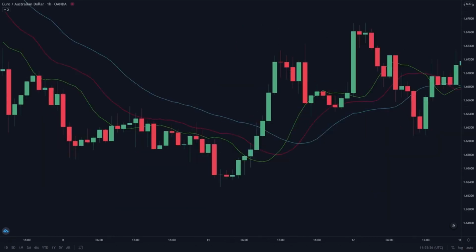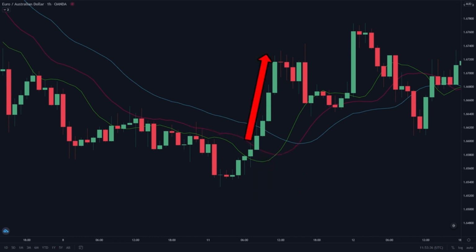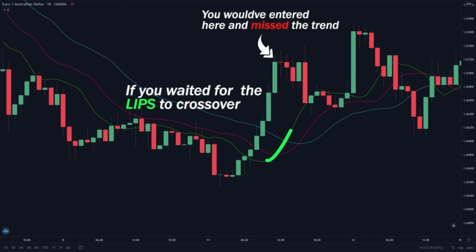It's the same with the long position. If the green line is below the other two lines and a candle closes above the teeth, you take a long position. So if we used this method instead of the traditional method, we actually caught the trend early. If we used the traditional way of waiting for the green line to cross over the other lines, we would have missed the trend here because it's a very late indicator.